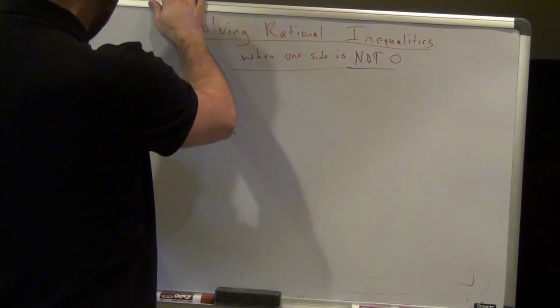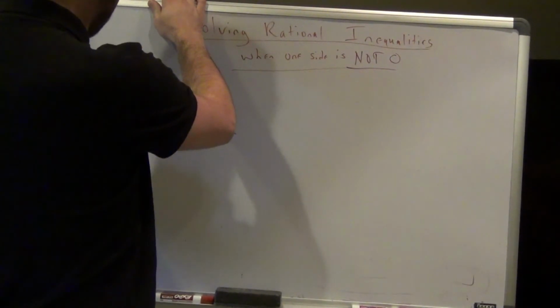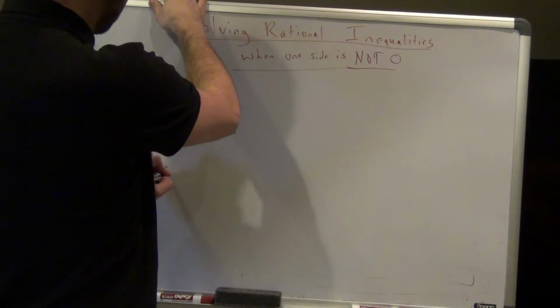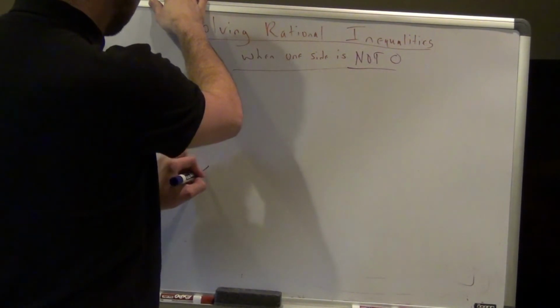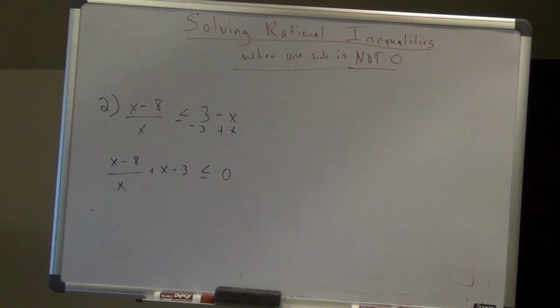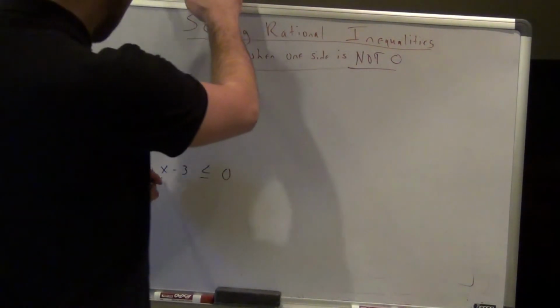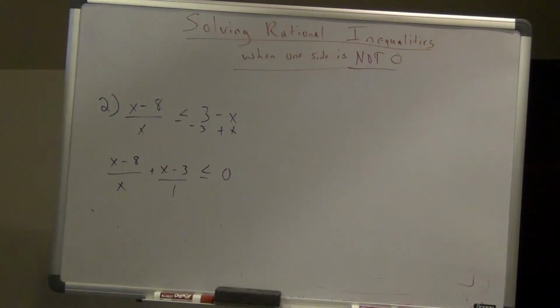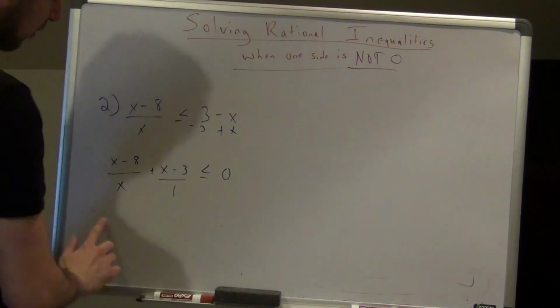So I'm going to get x minus 8 over x plus x minus 3 is less than or equal to 0. So I just added the x over, subtracted the 3 over. All right, so remember that this is all over 1, okay? When I bring this over, it's over 1. So what I have to do is make a common denominator here first, make it all one fraction.